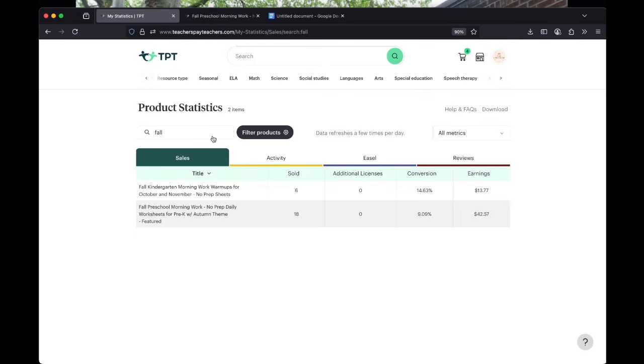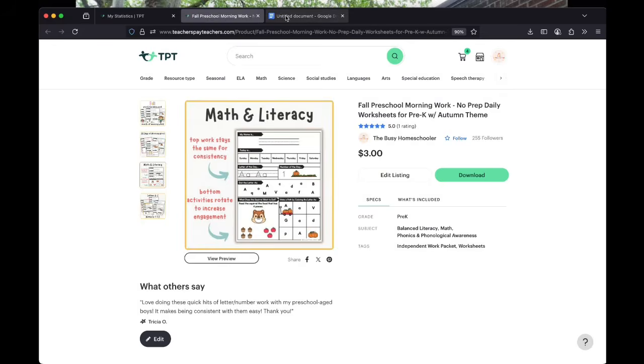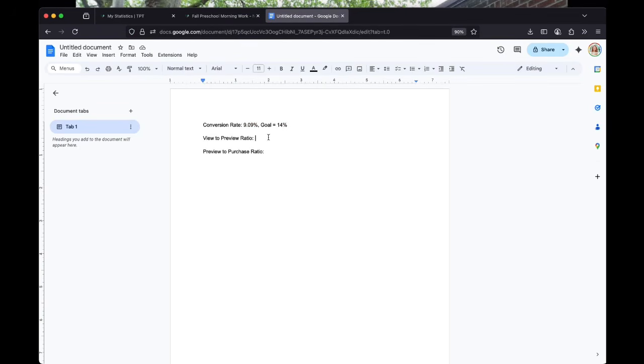And now I'm going to look at the view to preview ratio to figure out, is the issue my thumbnails or is the issue my preview, my PDF preview? Where should I focus my time first? So to calculate the view to preview ratio, I'm going to go into the activity portion of product statistics, and I've got 198 page views and 120 previews. So I'm going to say my view to preview ratio is the number of preview views, and this is all time, divided by the number of page views.